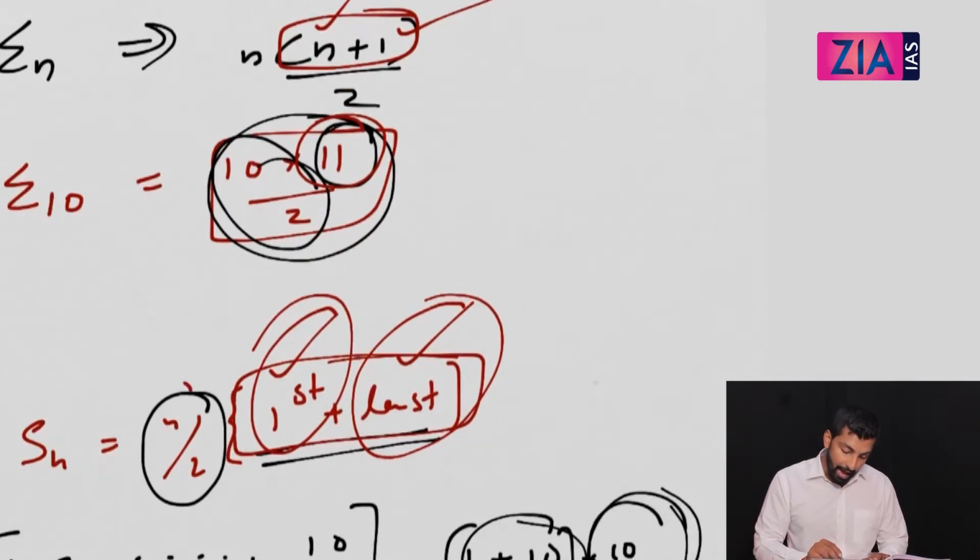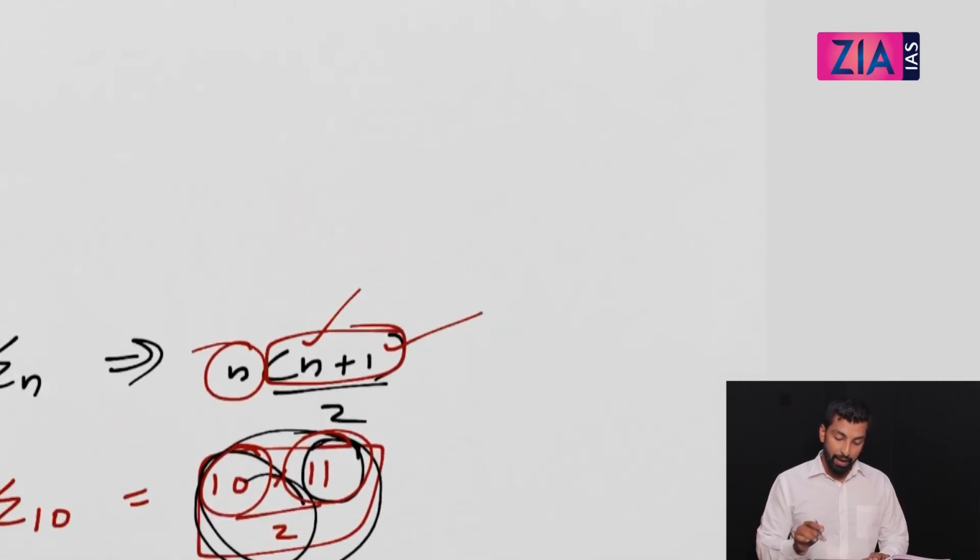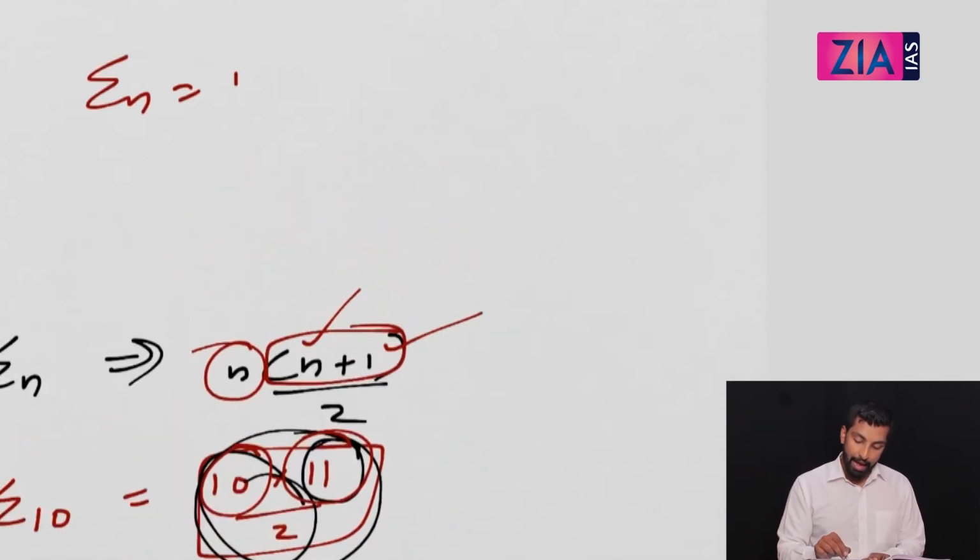Then this n you already know, that is nothing but n itself, that number of that term itself, right? Here it was 10 and divided by 2. So that's why you are simplifying sigma n as n into n plus 1 divided by 2.